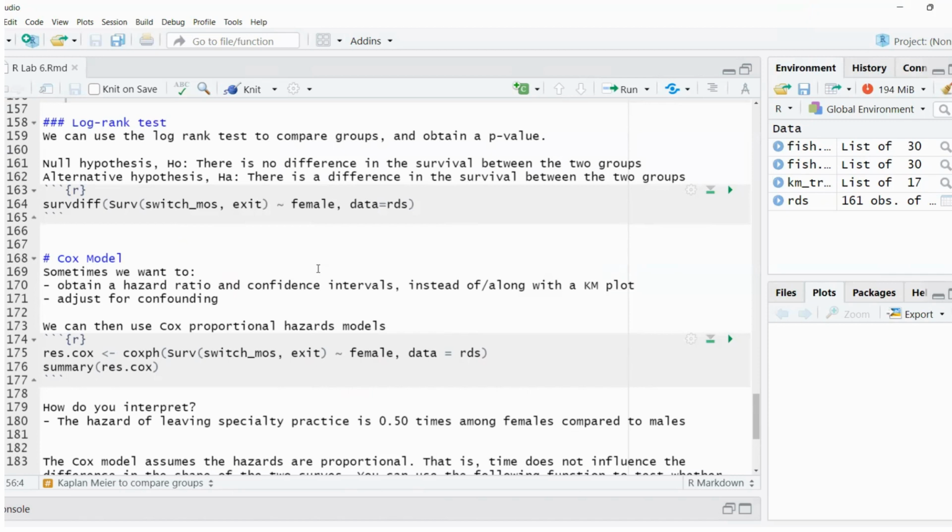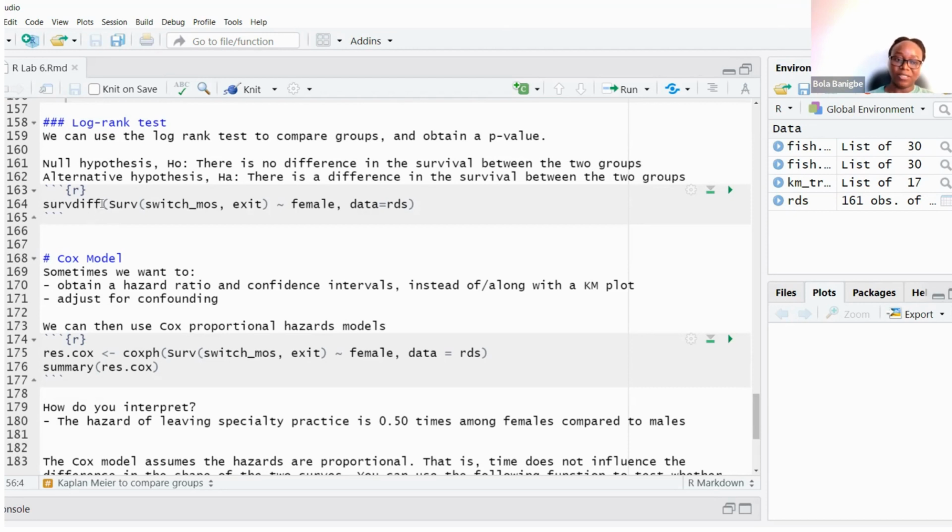Yes. Okay. So, when we're doing hypothesis testing, we always have the null hypothesis and the alternative hypothesis. Our null hypothesis is that there's no difference in the survival between the two groups, while our alternative hypothesis is that indeed there's a difference in the survival.